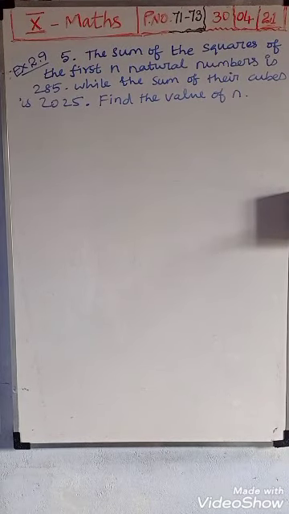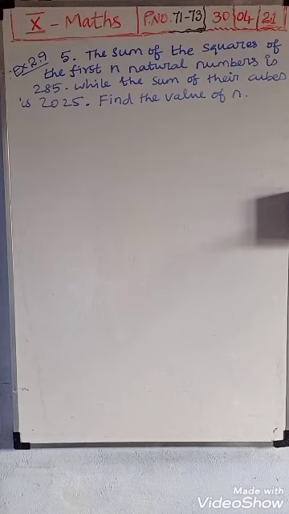Today we are going to see exercise 2.9, fifth question. See what is given. The sum of the squares of the first n natural numbers is 285. Sum of the squares of the first n natural numbers means 1 square plus 2 square plus 3 square up to n square should be added.